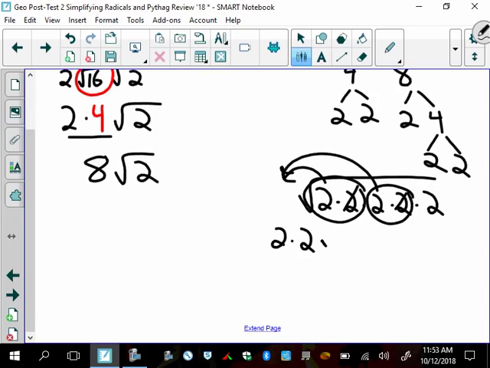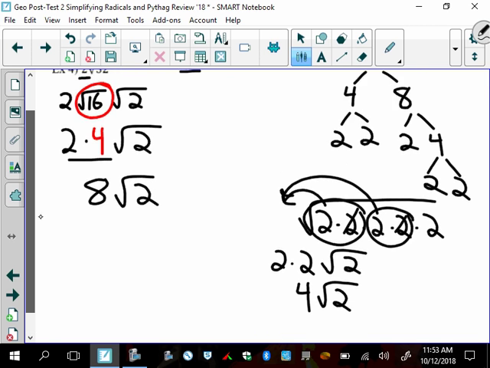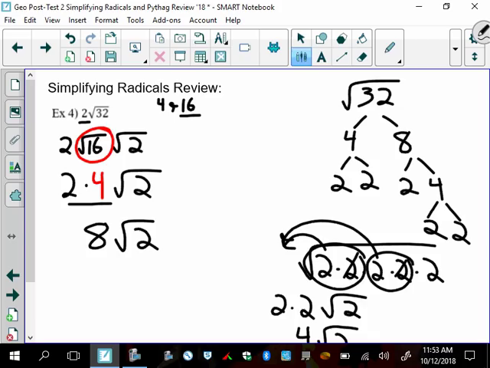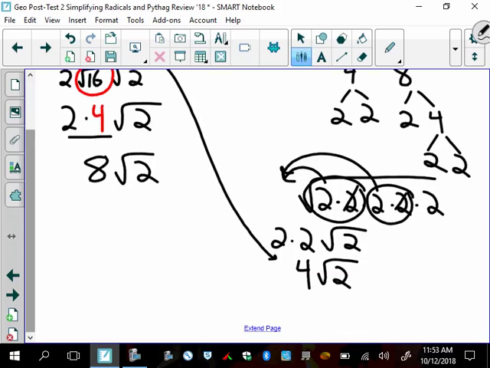have 2 times 2 radical 2. And the one thing that we cannot forget is to bring the original constant out in front to give us 8 radical 2.